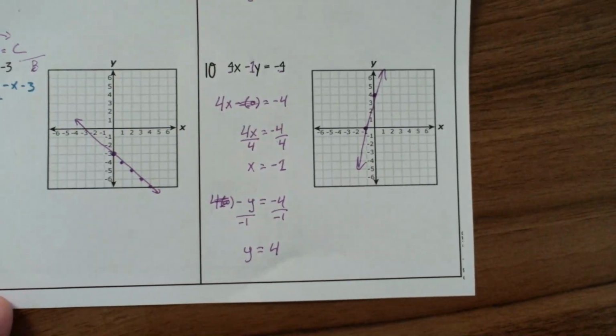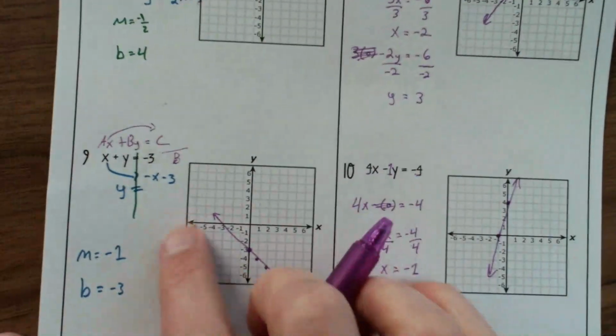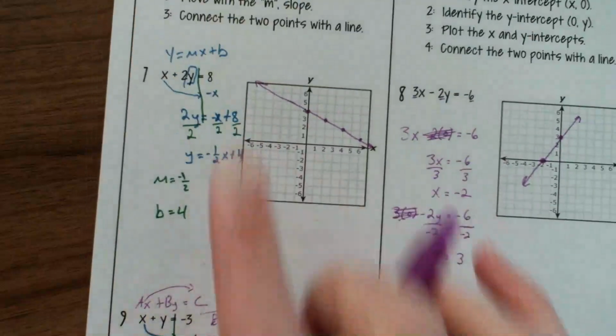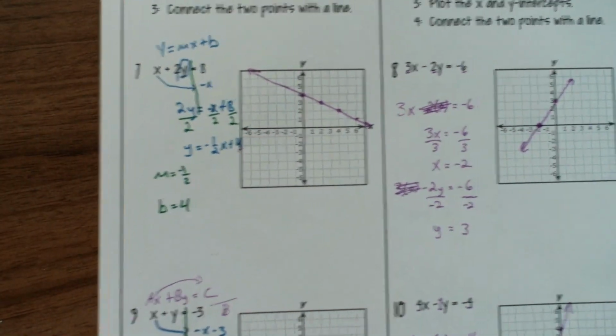You do not have to do this method, but it could be a quicker way rather than solving for slope-intercept. If you solve for slope-intercept every single time and you're doing that effectively, then I would suggest just staying with that.